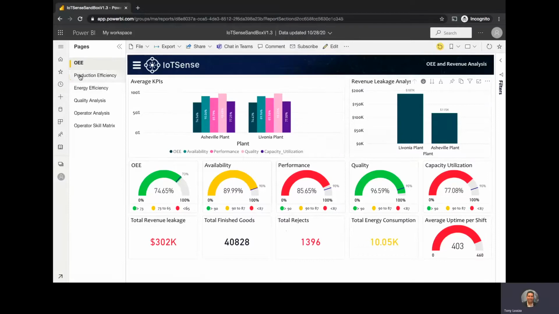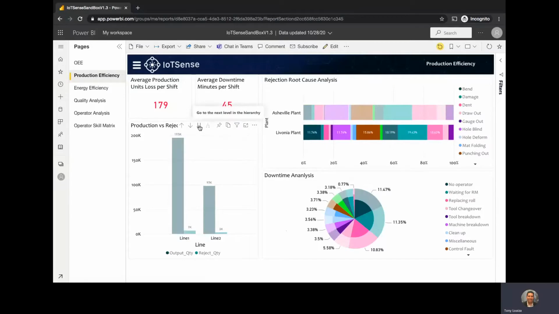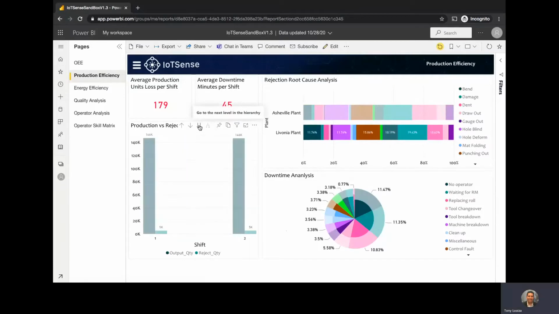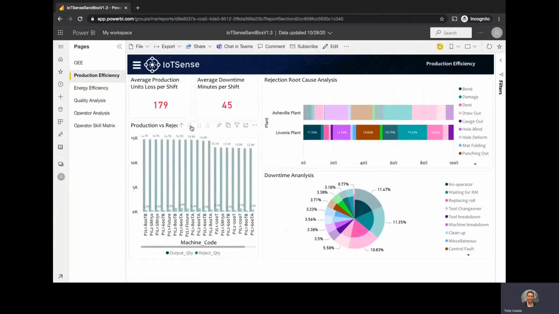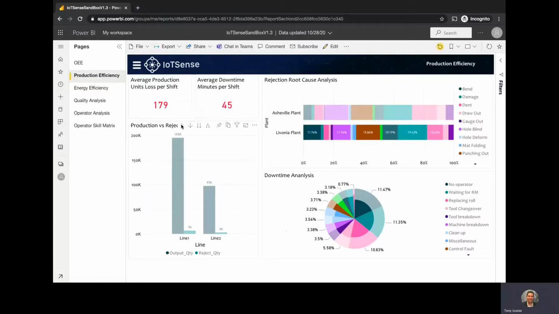Now, this is a different view into the same information, but for a different purpose. Here, we're looking at production efficiency. Again, you can do this at a plant level if you'd like, or you can start to drill down and look at this a little bit more specifically at the line level and even shift level, and even the machine level. And that will start to change the information related to the other graphs.